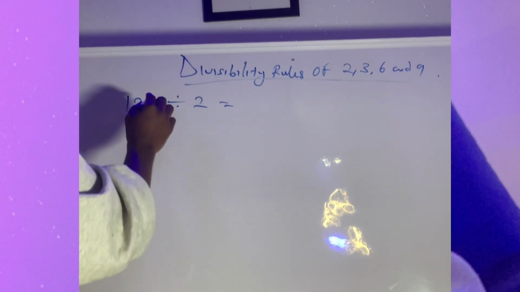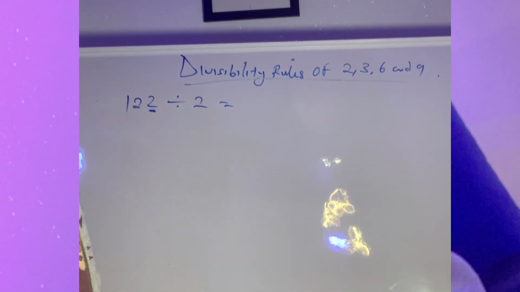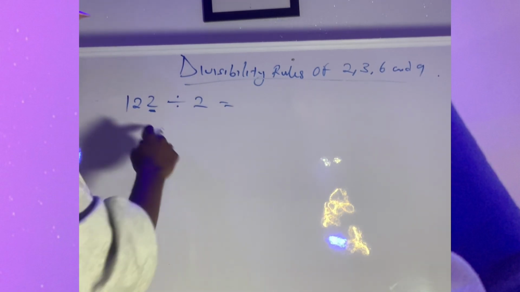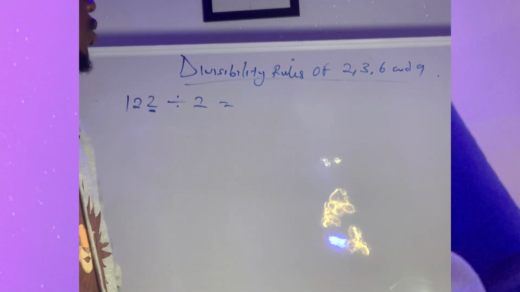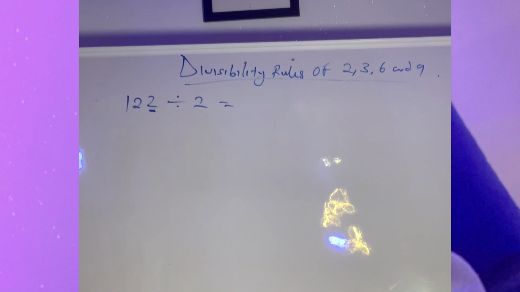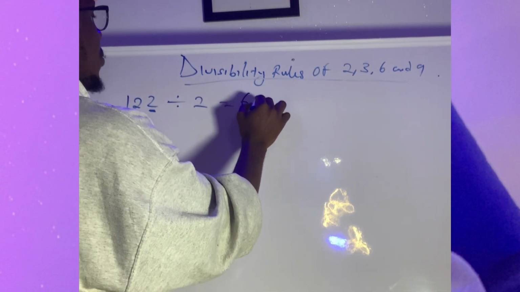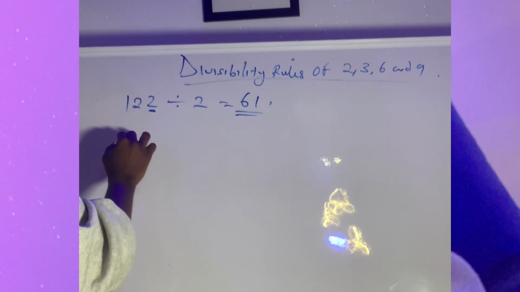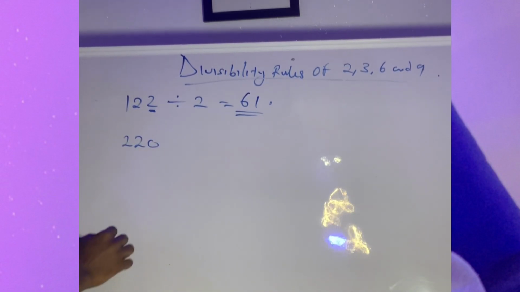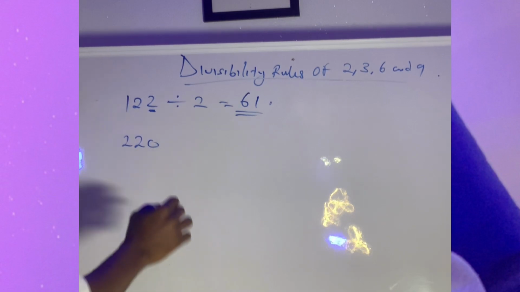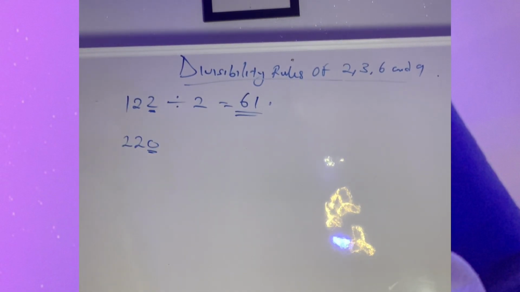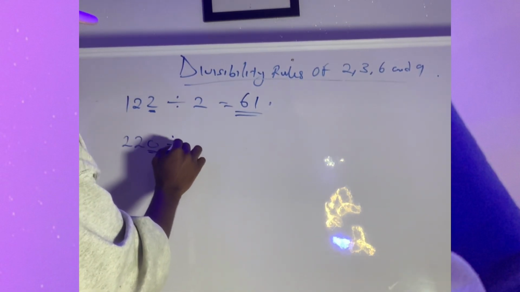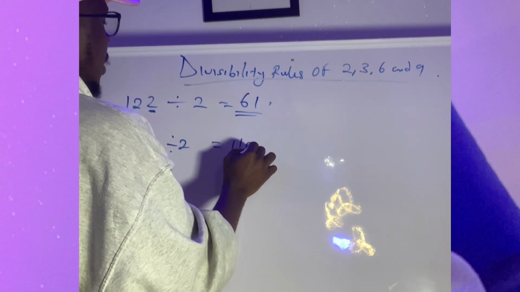For example, if I have 122, 122 can be divided by 2, because the last digit there is an even number, which is 2. So that gives me 61 as my answer. Or, for example, if the number is 220, 2 can divide it because it's ending with a 0. So it can be divided by 2, and that gives me 110.